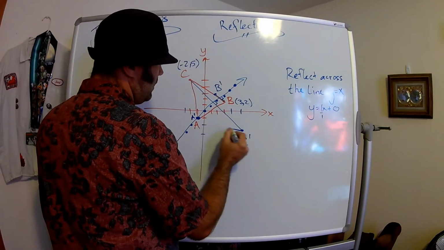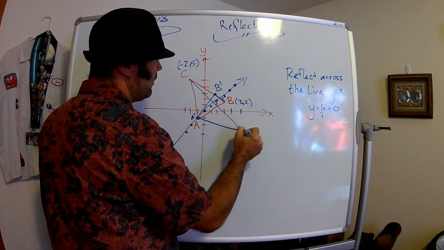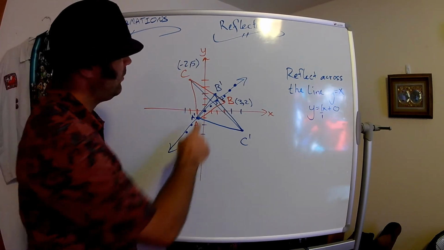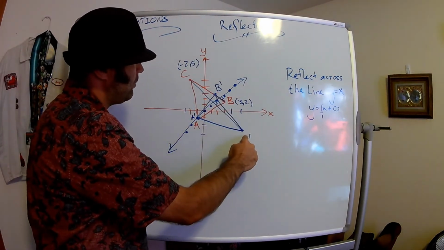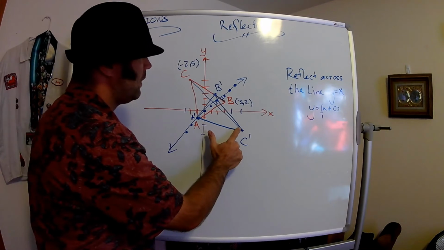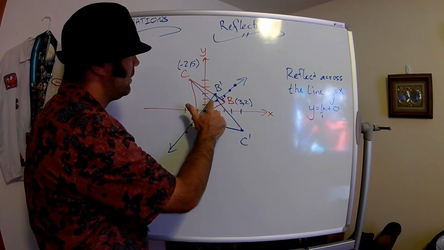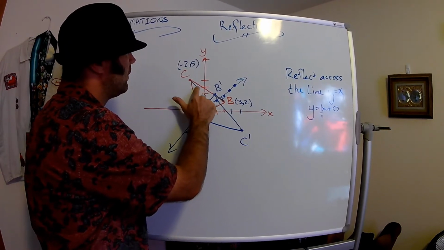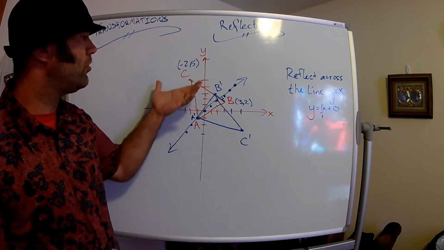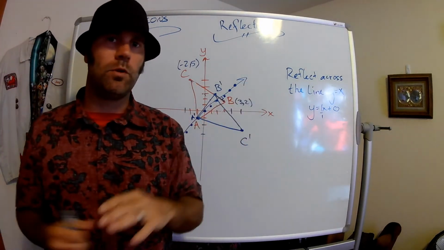So A prime, B prime. Here's my B prime. I've got so many lines going, I'm sorry. So A prime, B prime, C prime, and that's our new triangle. Okay. You don't really need these perpendiculars. Our new triangle is just reflected: B reflected, C reflected, and A reflected but didn't move.